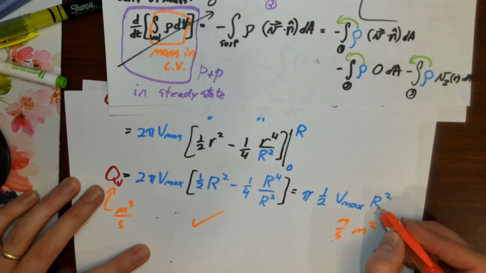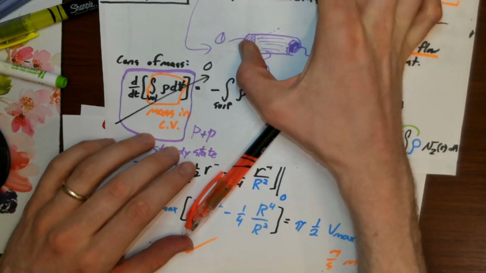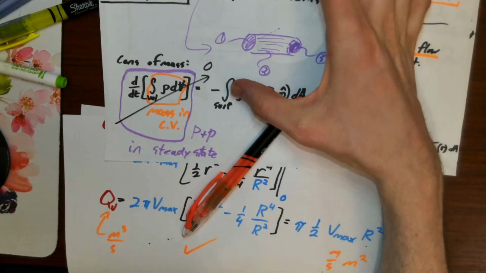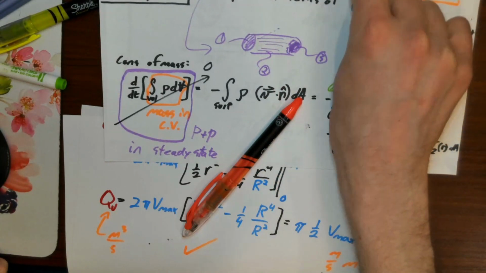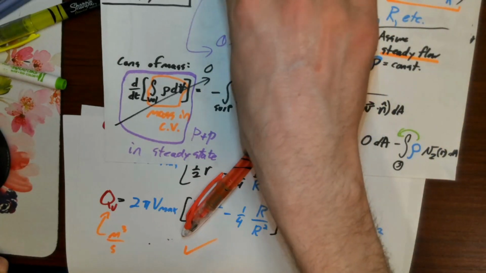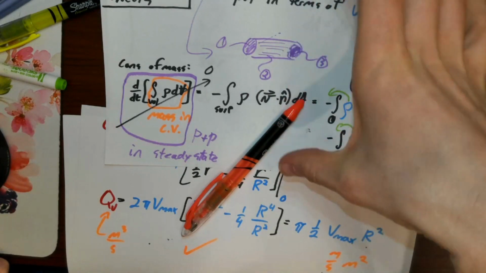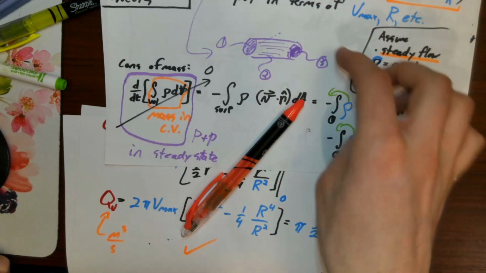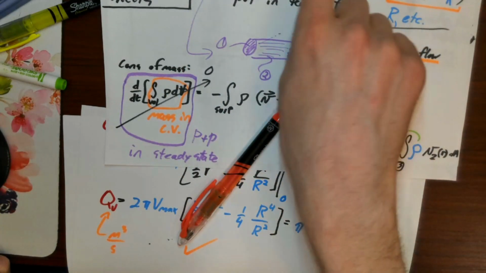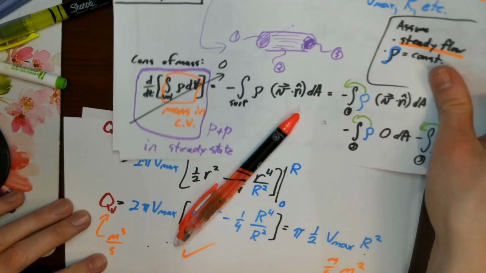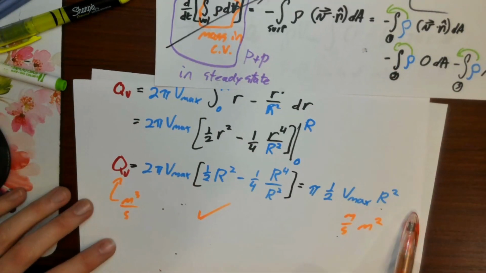This R squared right here, if I increase the radius of the pipe, now I all of a sudden have a much larger pipe. And if I have a much larger pipe that the fluid is still flowing through, then I'm going to have more flow rate for a given amount of velocity. So the bigger pipe that I have, for the same velocities of fluid going through the pipe, I'm going to have more volumetric flow. So all of these results make sense.